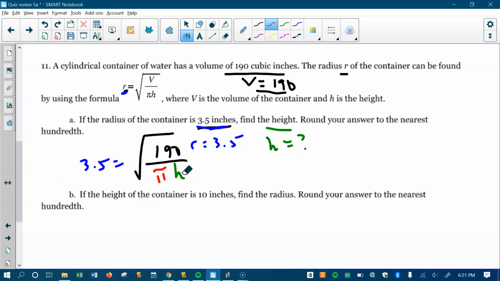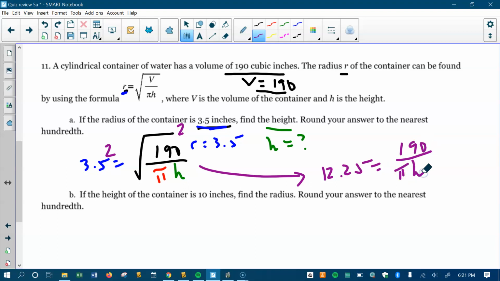Okay, next. Now we're going to solve for h. And the way we solve for h is we have to get rid of this root, so we'll square both sides. So square, square. And we get 3.5 squared. I did on my calculator already. It's 12.25 equals 190 over pi h. Now I'm ignoring the colors because now I'm just solving for h.